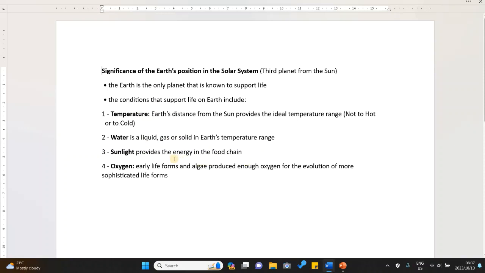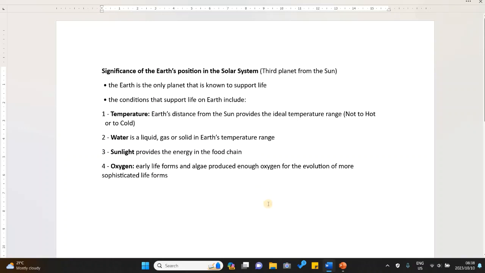Then it provides sunlight for the food chain, and that is of course for photosynthesis. And lastly, Earth has got an abundance of oxygen gas, which stems from early life forms like algae, which produce oxygen, and that's also very important for life on Earth.